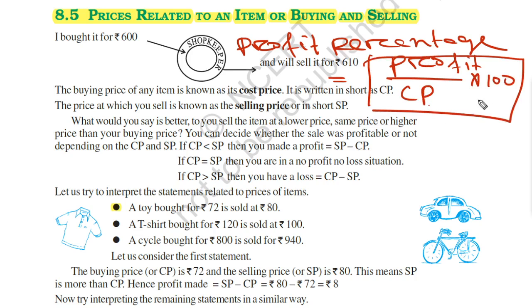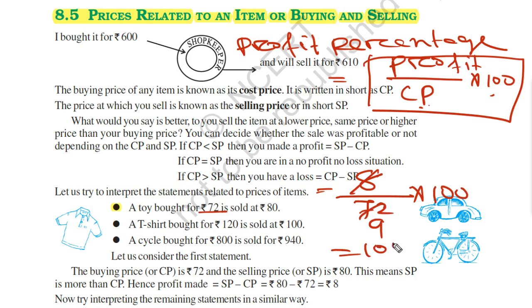Profit divided by CP into 100. So let's find what it will be. Profit is 8 divided by CP, cost price is 72, into 100. Same, 9, then equal to 100 divided by 9, so it will be equal to 11 whole 1 by 9. So this will be your percentage of profit.